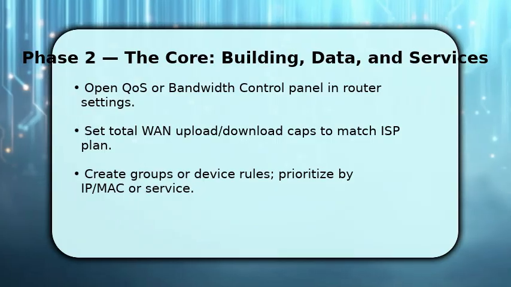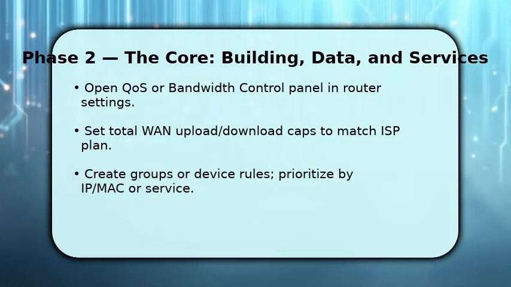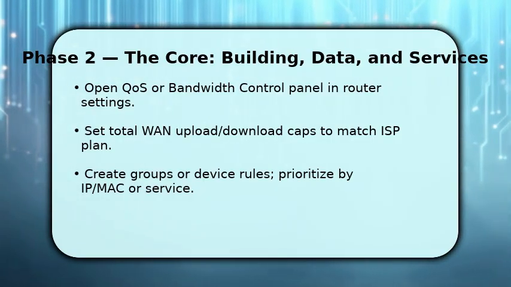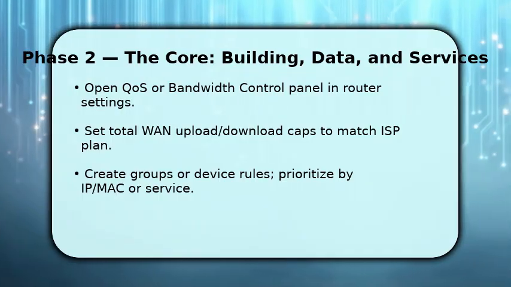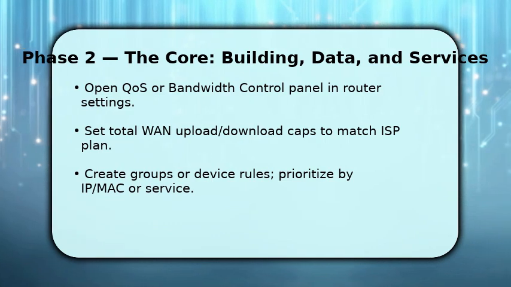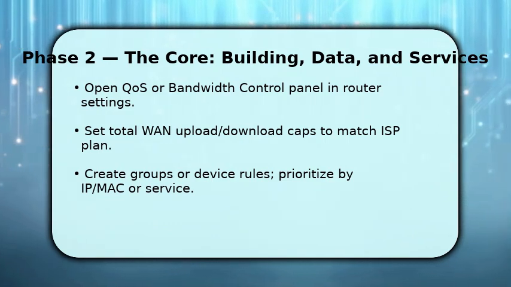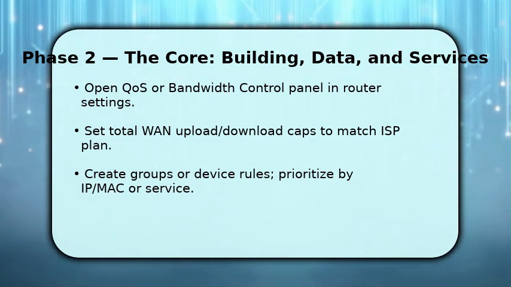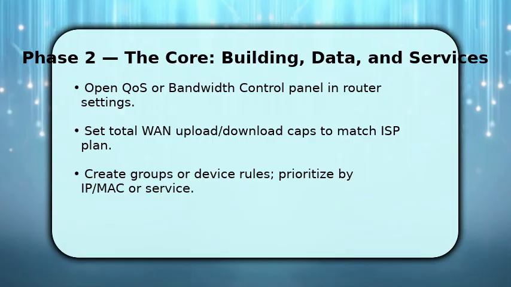Then create rules. Target by IP, MAC, or service port, and assign priority or guaranteed bandwidth. Use proportional shares or absolute kbit/s limits for each device or group. This matters because proportional rules scale automatically, whereas absolute limits remain fixed.